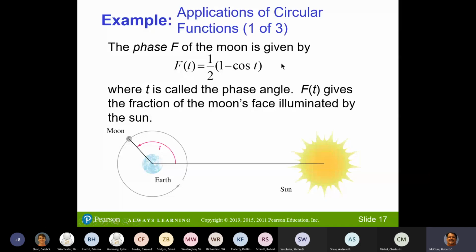So if you want to know the phase of the moon, you just type in the cosine of t and subtract from 1 and multiply by 1/2. And that's a percentage.